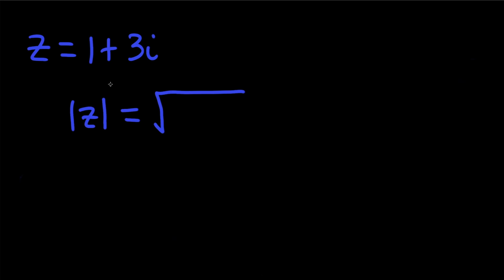So the real part of z is 1, and 1 squared is 1. So that's going to be the first term under the square root. And we want to add on to this the square of the imaginary part. So the imaginary part of z is 3, and 3 squared is 9. So this is the expression that's going to give us the modulus, the square root of 1 plus 9, which is equal to the square root of 10. So the square root of 10 is the modulus of z, and there's an example of finding the modulus.